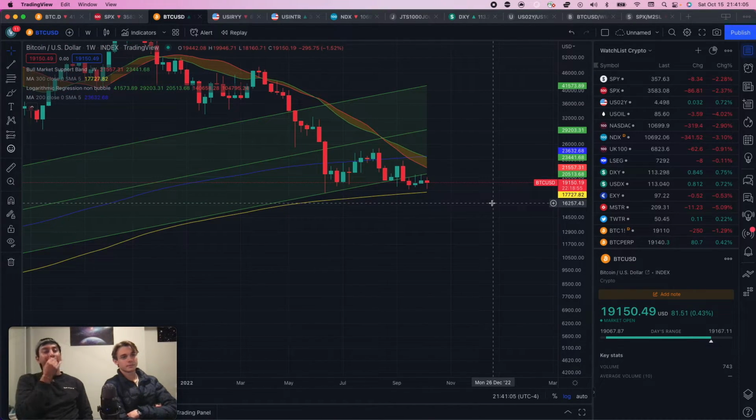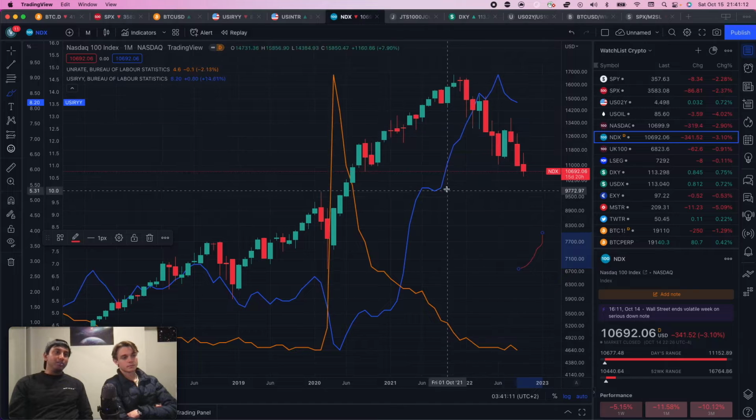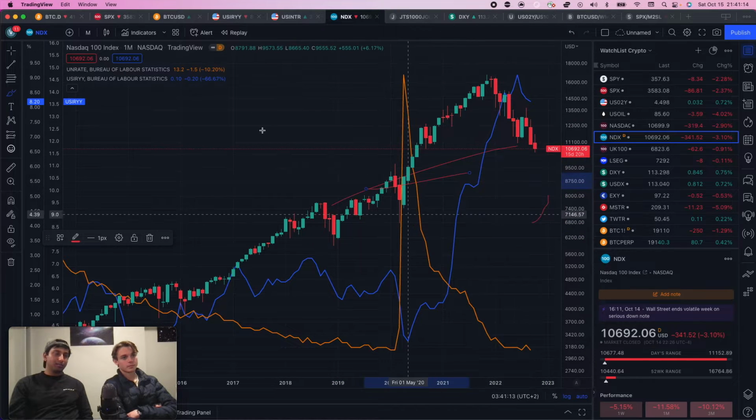Me personally, I don't think we're at the bottom. Traditional markets bottom when inflation peaks, right? You could see it if we go back in history.